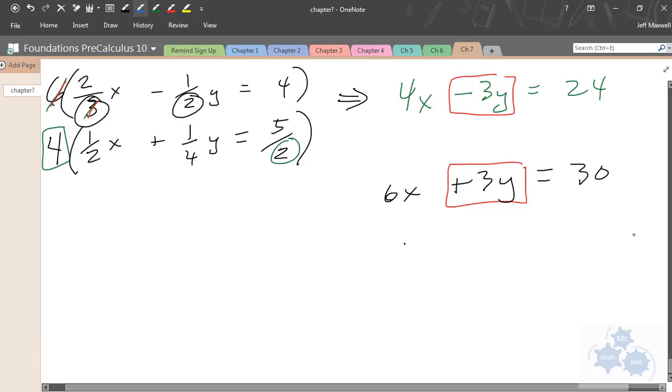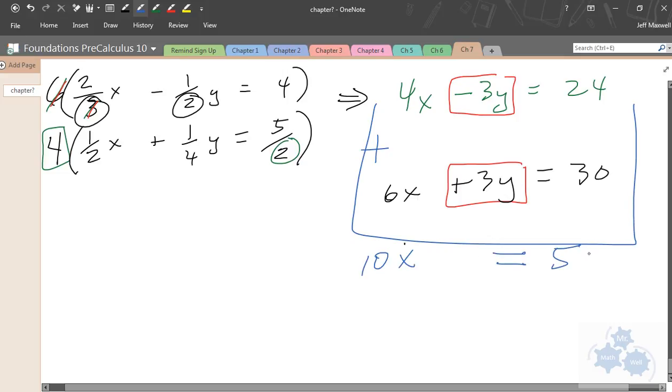So now you can simply just add these things up. What do you get? 10x. Y's are gone. 54. X equals 5.4 when you divide both sides by 10.